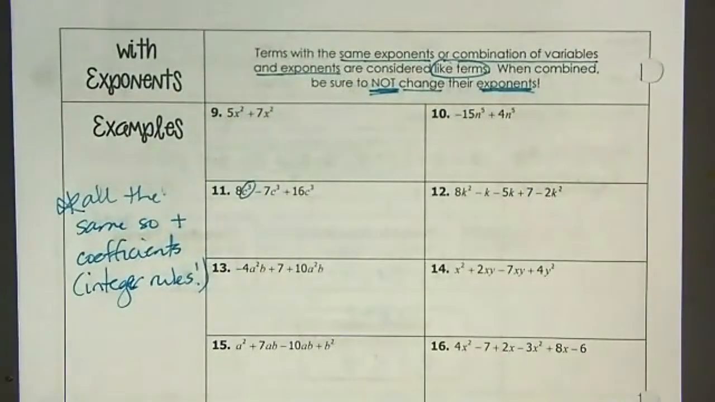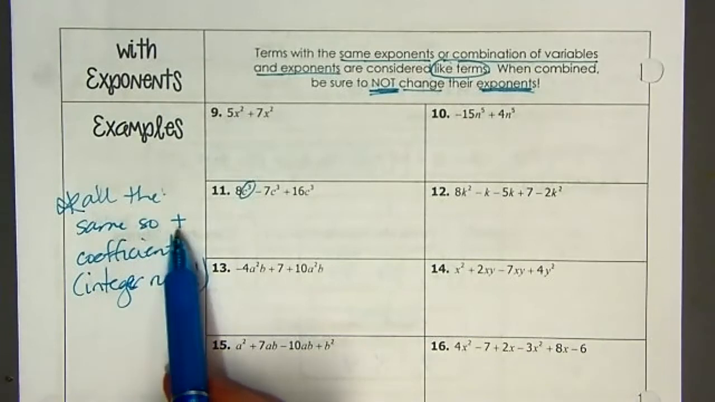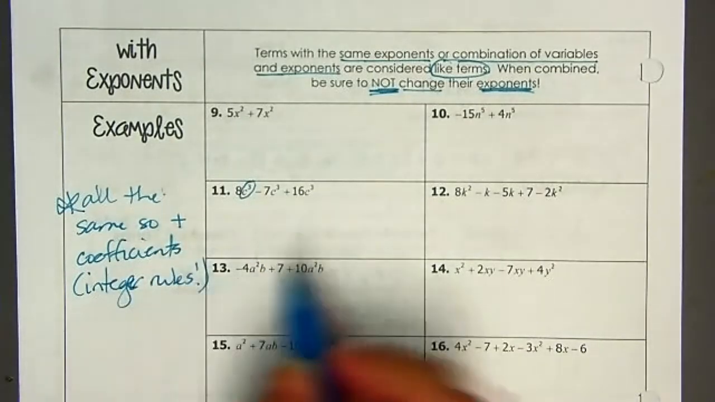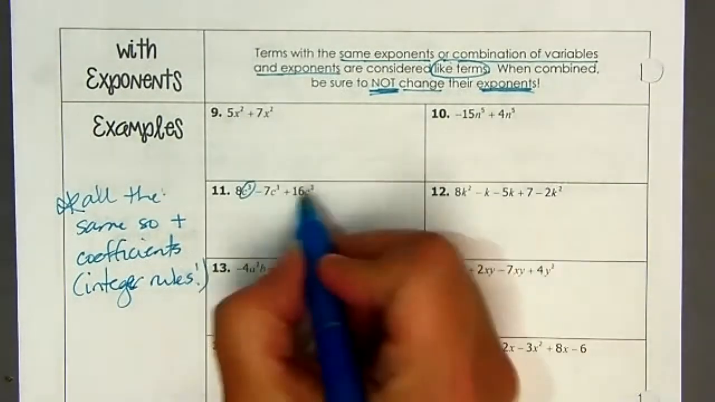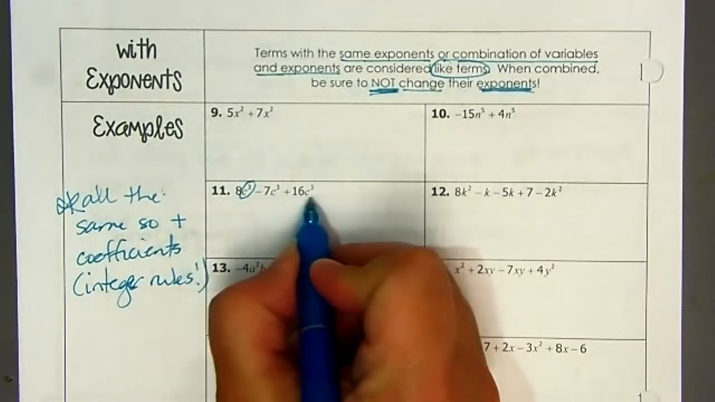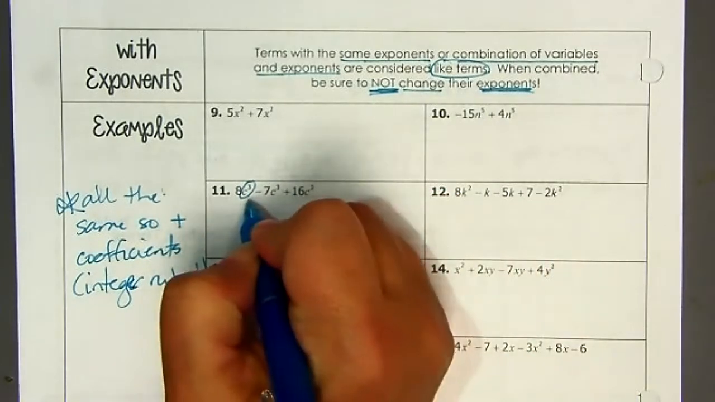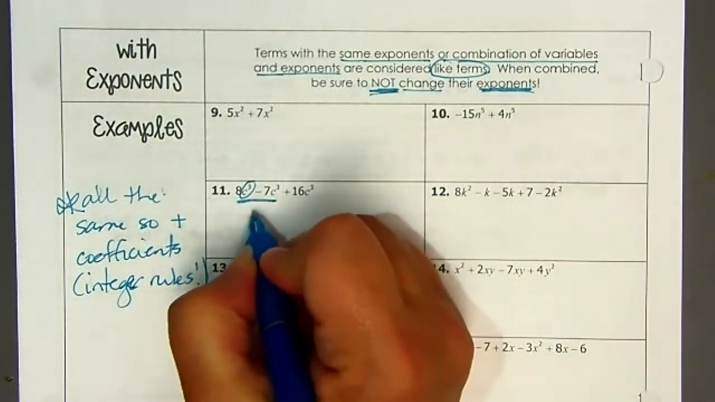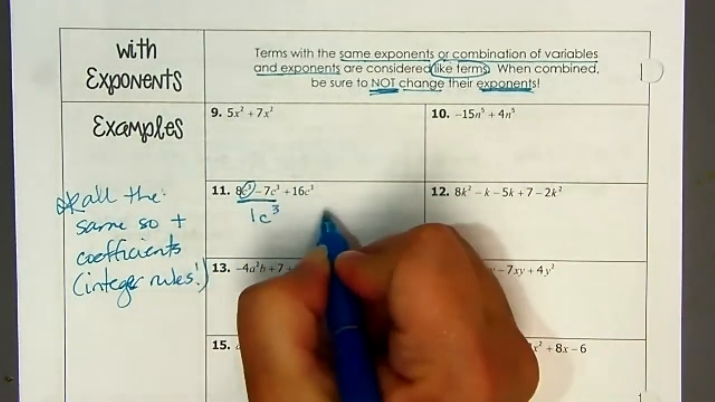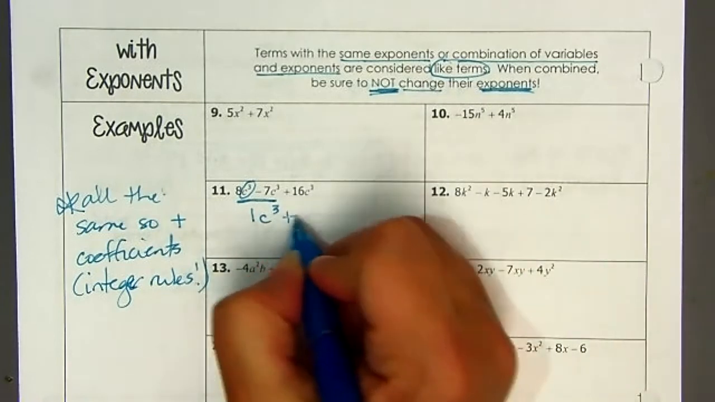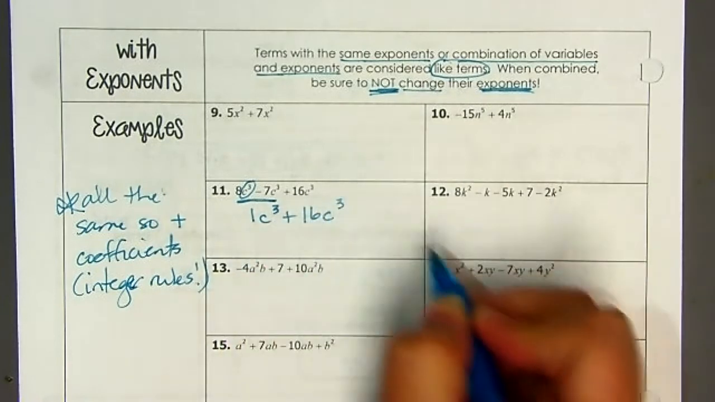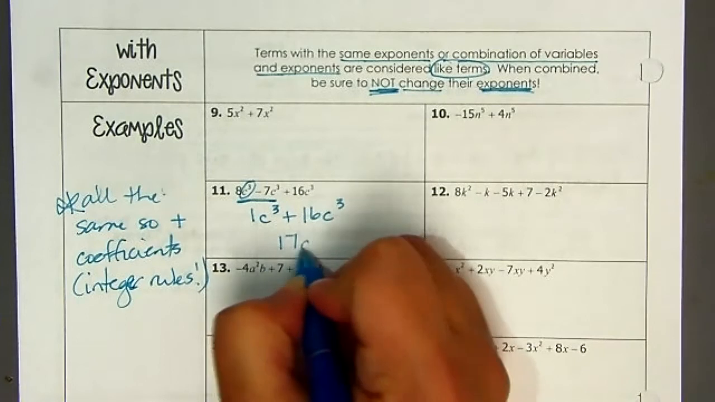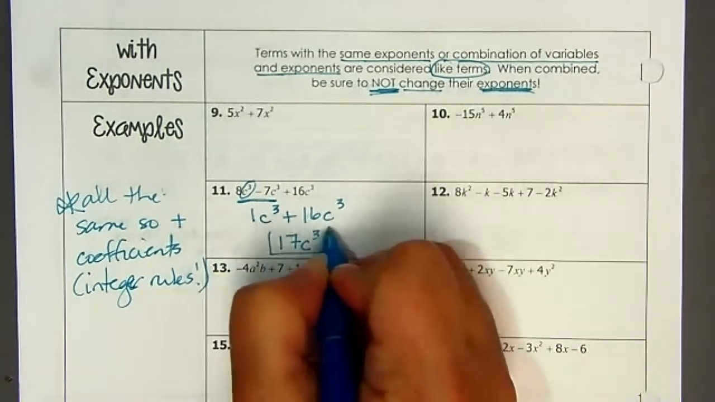Scooch it over. All the same, so add coefficients. Remember your integer rules. All right, so here we go. I don't have to worry about boxing because they're all the same. So I'm going to do these two together first because you've got to follow order of operations. That's going to give me a 1c to the third. You don't have to write the 1. Plus 16c to the third, that's going to give me a total of 17c to the third as my final answer.